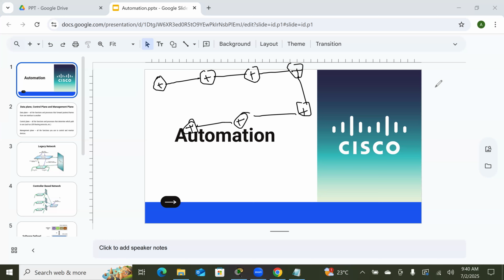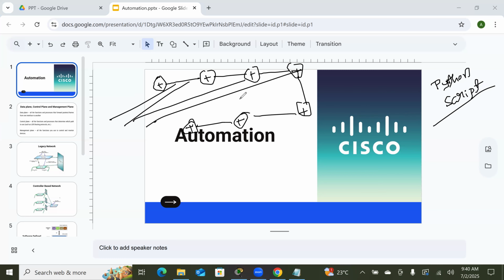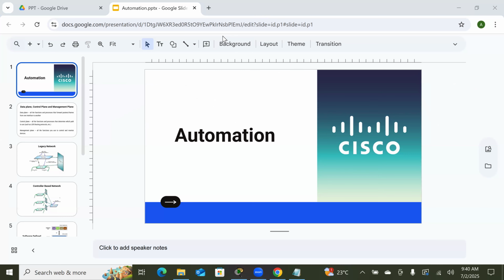But how is network automation going to help us? With a single Python script, you're going to send the configuration on all the devices at the same time. You are going to configure all of them within a few seconds, with the help of writing some Python script. So this is how network automation is going to help us. For that, we have to compare how it was and how it is.